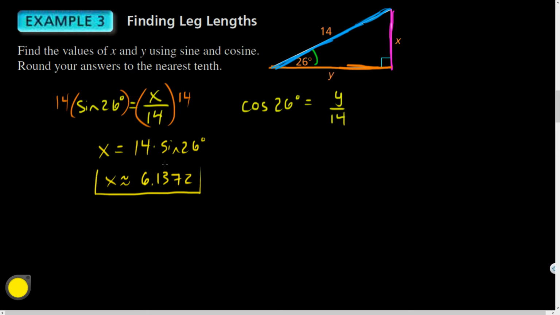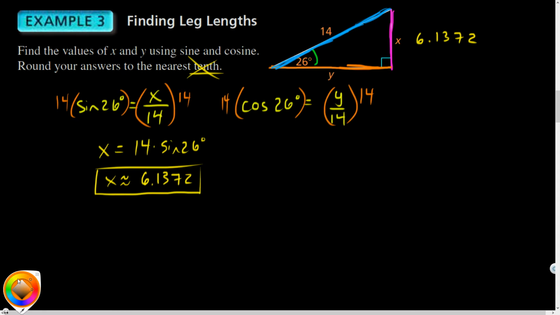And technically, I didn't need cosine after this, did I? And also, they told me to round to the nearest tenth, but you know what? I don't care. I'm a rebel. Once I know this, I actually didn't need the cosine setup. What was another way I could have found y? Yeah, just Pythagorean theorem, y squared plus this squared equals that squared. That also would have worked, but we'll use cosine because we're trying to get used to something new. I would multiply both sides by 14. You guys see where this is going. So y is equal to 14 times the cosine of 26.